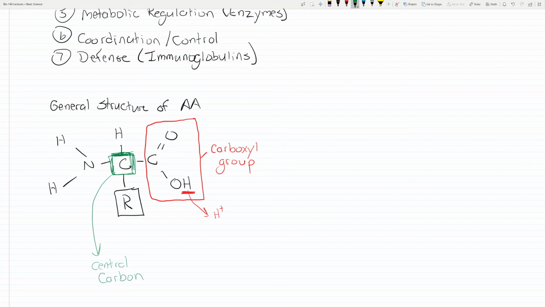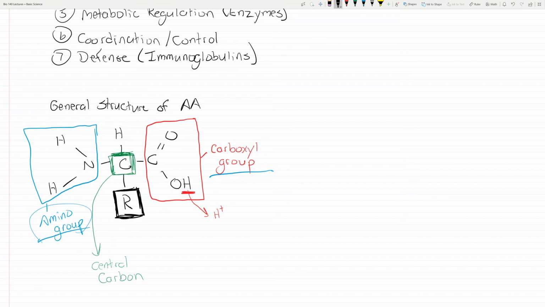What a name. Okay. And then here in blue, we have this nitrogen bound to two hydrogens. This is called the amino group. So if you look at the amino group and the carboxyl group, we have amino carboxyl acid. Amino acid. This is where we get the name amino. We get the carboxyl group that gives us the acid.